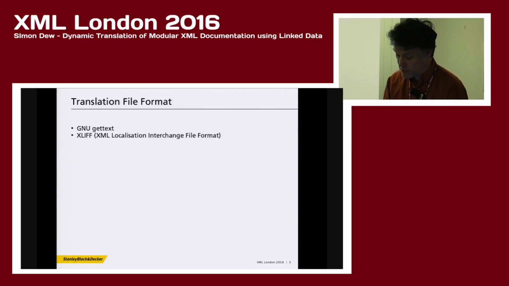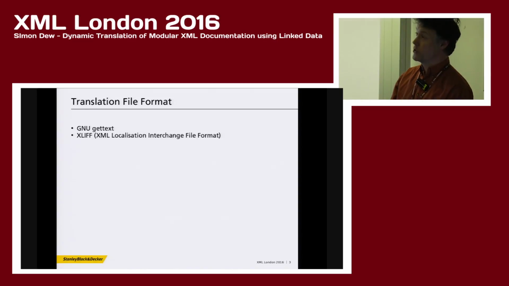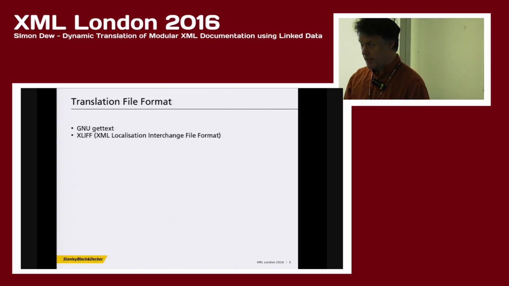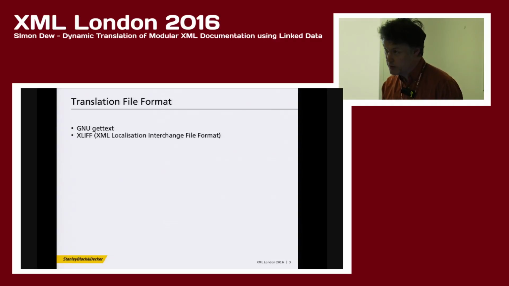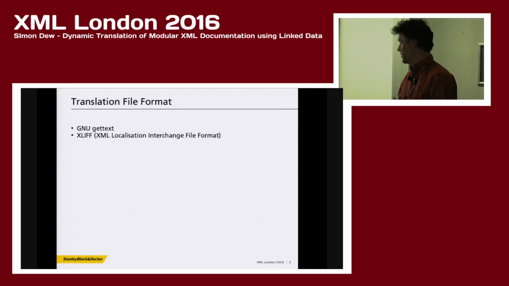We ended up choosing the XLIFF 1.2 file format because, first of all, commercial translation houses can use it very easily with their proprietary translation tools. And secondly, because it's XML based, it seems to make sense to us. We can integrate it with our documentation and our SVG images.